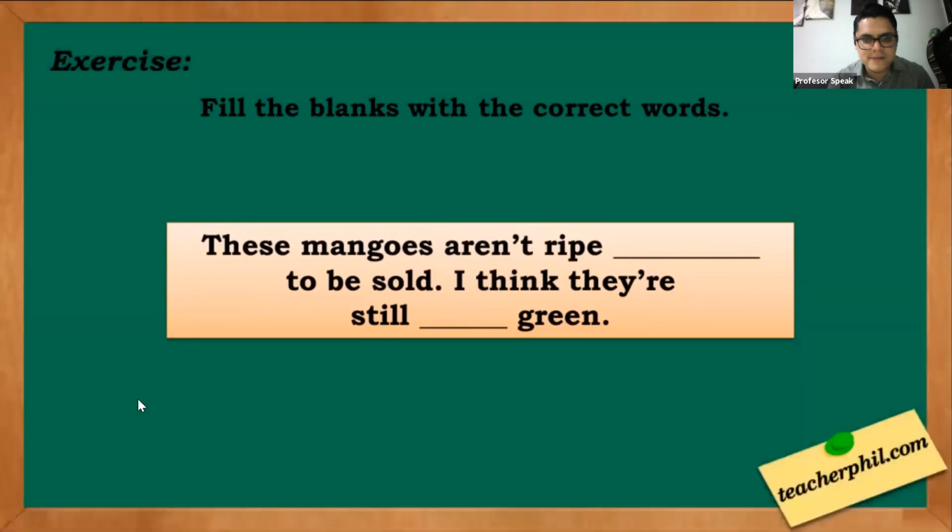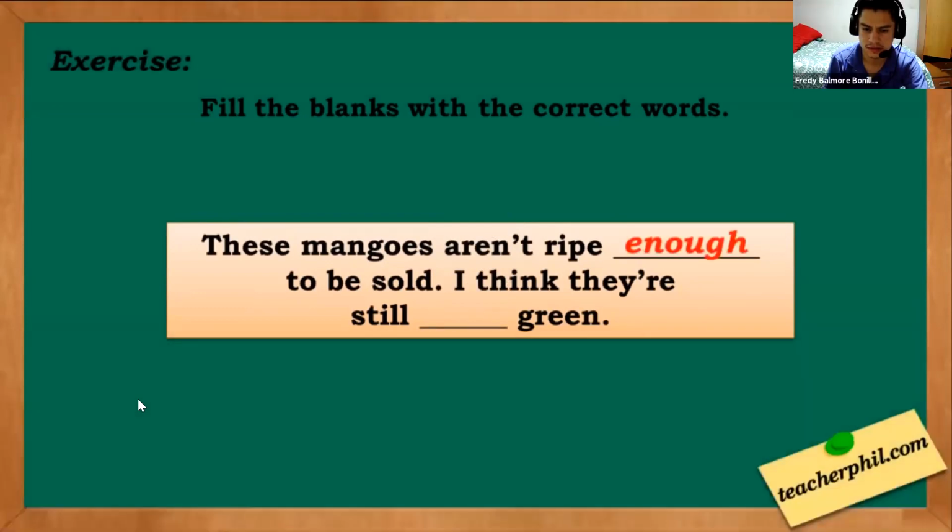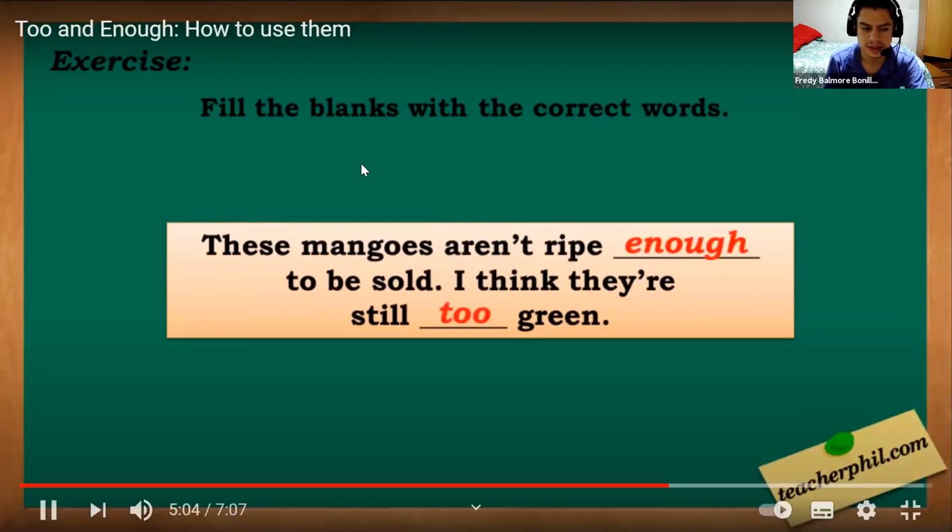The correct answers are enough and too. So, Freddie, please read the example again. These mangoes aren't ripe enough to be sold. I think they're still too green.